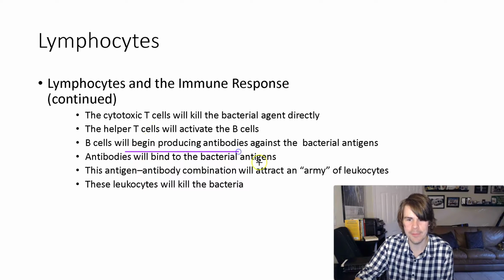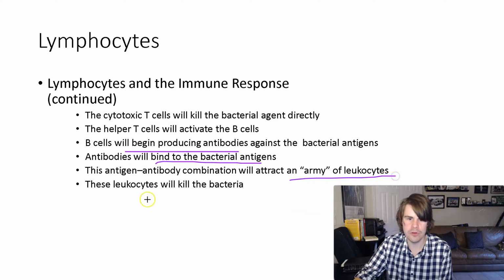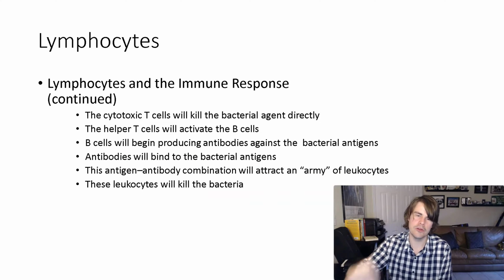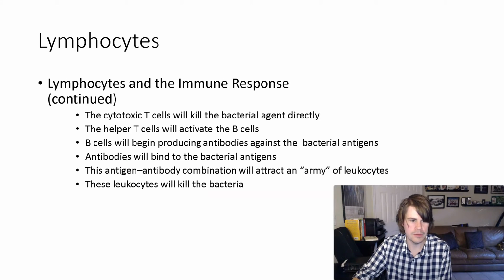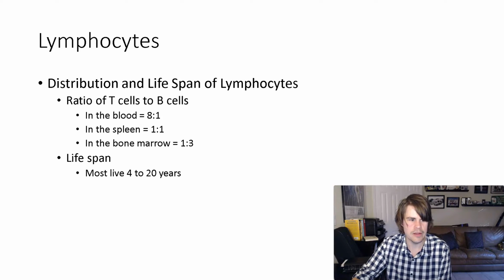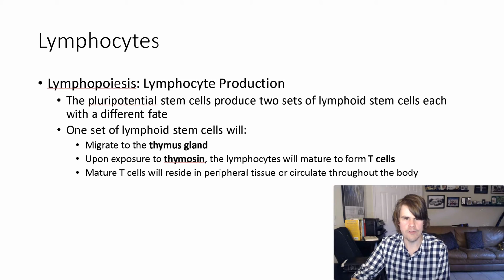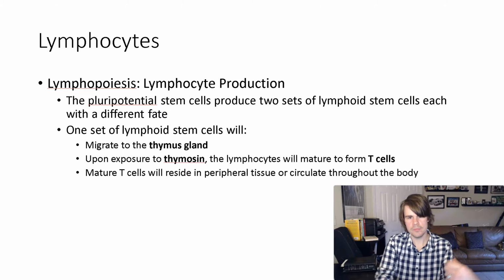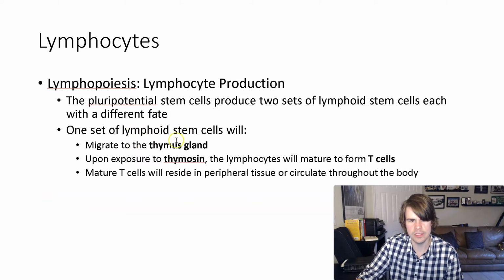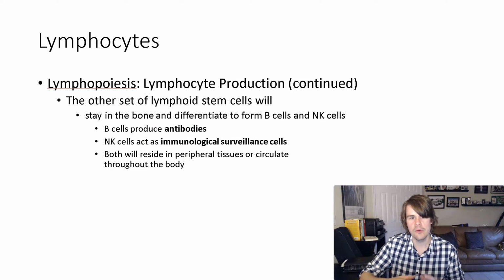B cells will begin producing antibodies, and antibodies will bind to that bacterial antigen. This will attract an army of leukocytes, and these leukocytes will kill the bacteria. You can see that everything has to happen in the correct sequence and order when the message is being sent. There are different ratios and lifespans of these cells. Lymphocyte production happens with stem cells: one set of stem cells will migrate to the thymus gland, where they're called T cells, and the other will stay in the bone marrow and differentiate to form B cells and NK cells.